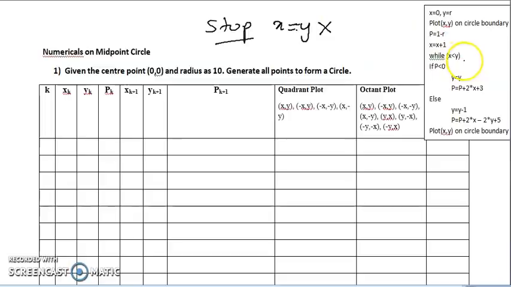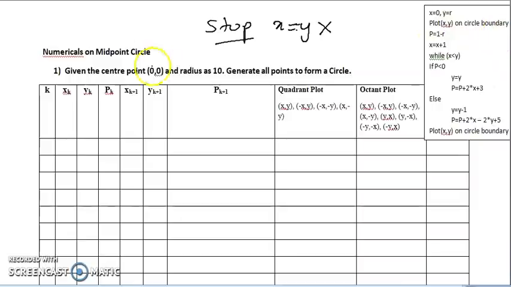So I'm going to continue this till my x is less than y, and then we are going to see if my decision parameter is less than 0, y will remain as previous y, and we get the new value for p. Else y is decremented by 1, y minus 1, and I get the new value of p accordingly. Once I get new x and y values, I again plot it on the circle boundary using the plot function that we have already seen.